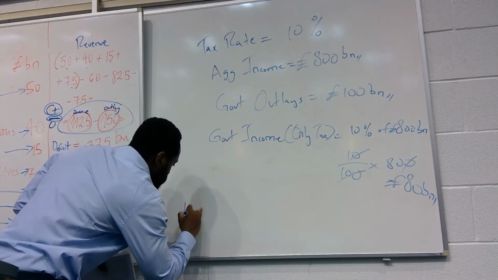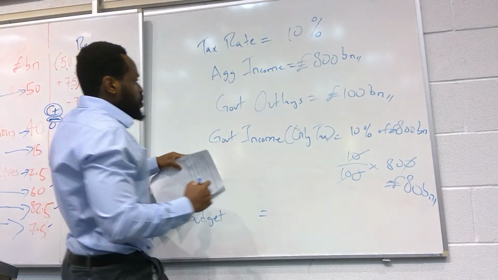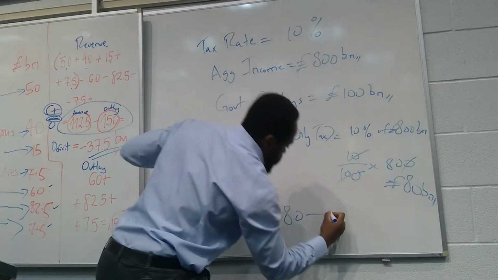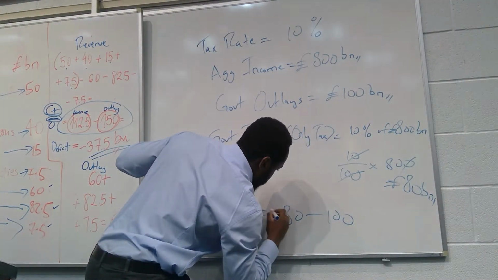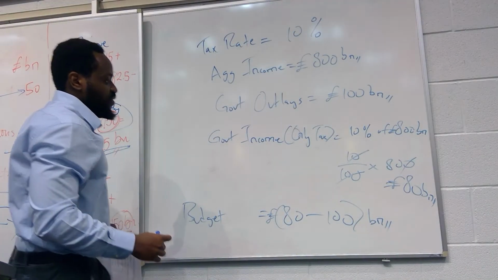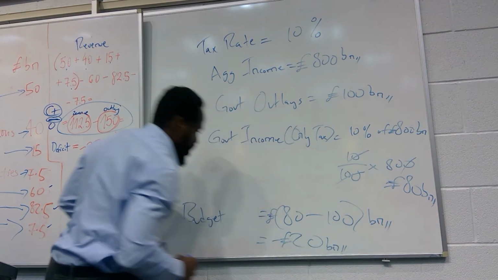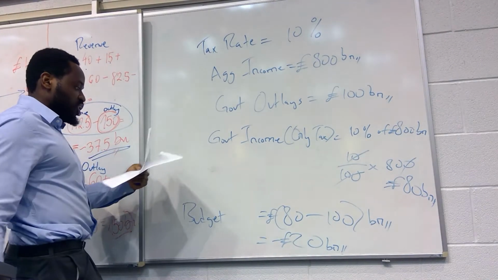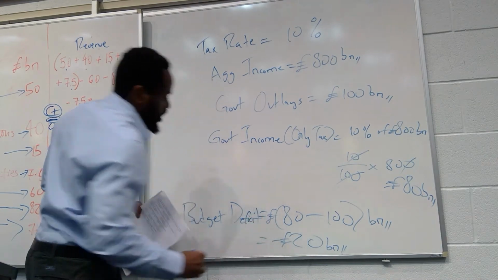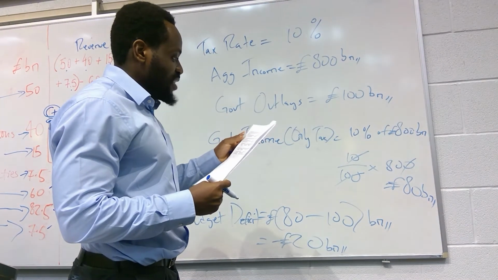So what is the budget here? We're not sure if it's a surplus or deficit. Our revenue, our income, is 80 minus our outlay, which is 100. This is in billions of pounds. So what does that give us? This gives us minus 20 billion pounds. So it's minus 20, so that is a budget deficit. So we have a budget deficit of 20 billion pounds. That's number 16. The answer is D.